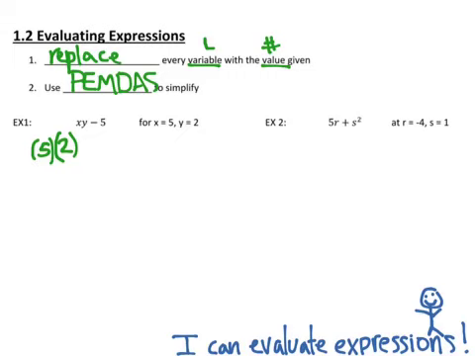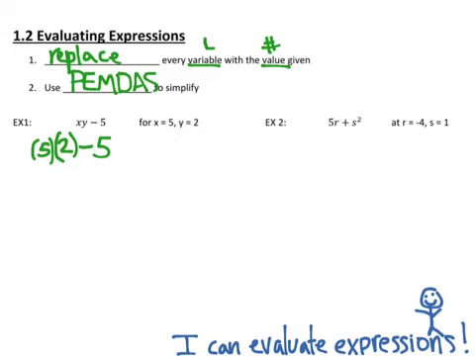Now, there is something between that which we didn't write. This is the same exact thing as if we wrote 5 times 2. So we have to get in the habit of knowing that if there's parentheses right next to each other, it's as if we have a multiplication sign. So we have 5 times 2 minus 5. And that's our first step. In that step, we're evaluating xy minus 5 for x equals 5 and y equals 2. So we did our first step. We replaced every variable with the value given.